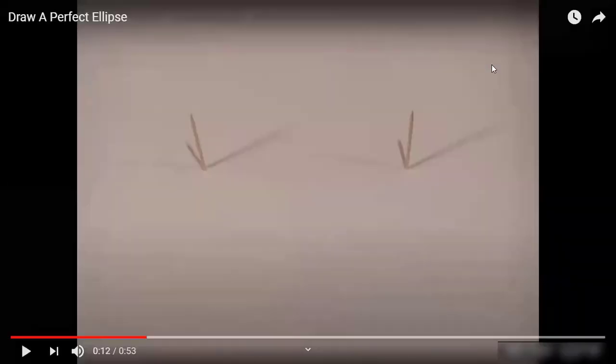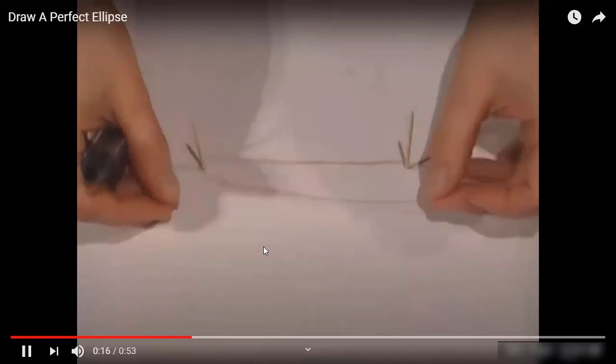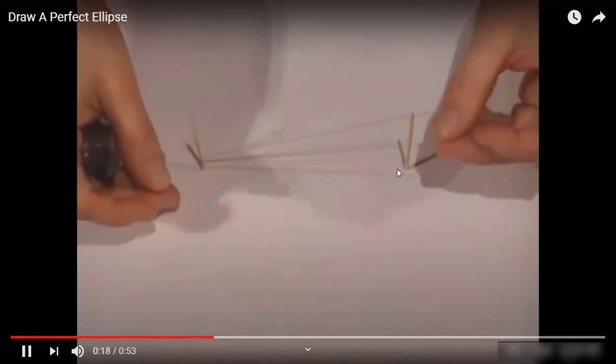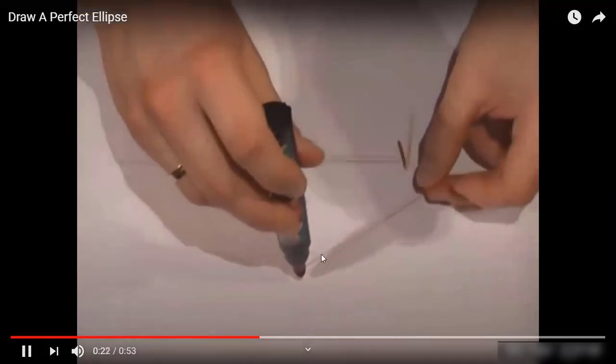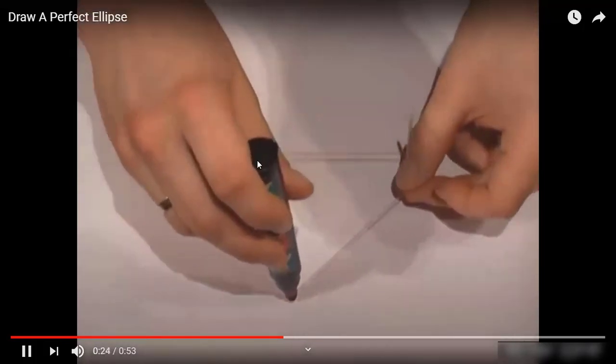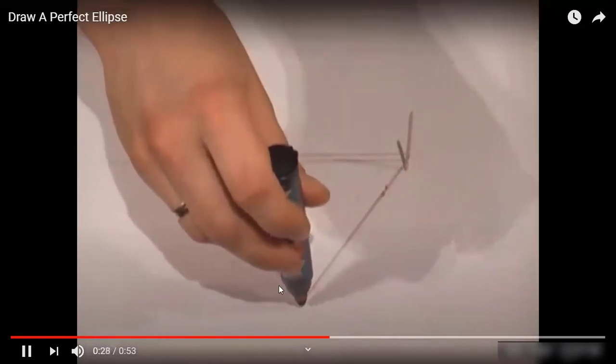So let's take a look at a video which shows this in more detail. So if we were to put two toothpicks into a board and put a string around those toothpicks, we can now put a marker inside of that string and pull it tight. And now notice that the distance or the length of string is always going to be the same.